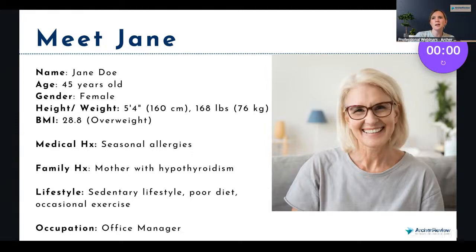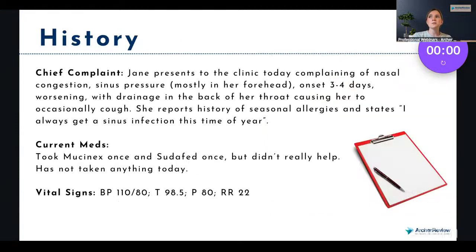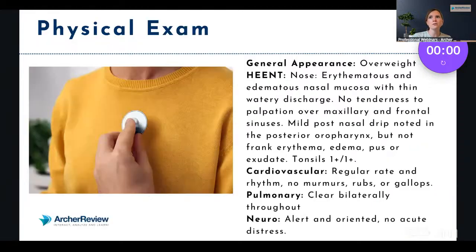She exercises occasionally. She comes to the clinic today with nasal congestion, sinus pressure, mostly in her forehead. It's only been there about 3 to 4 days, but it does feel like it's getting worse. She's got drainage in the back of her throat, occasionally causing a cough, usually when she's laying down and sleeping at night. She's got the history of seasonal allergies, and she says, I always get a sinus infection at this time of the year. She took some Mucinex. She's taken Sudafed, didn't really feel like it helped. Her vital signs are stable though.